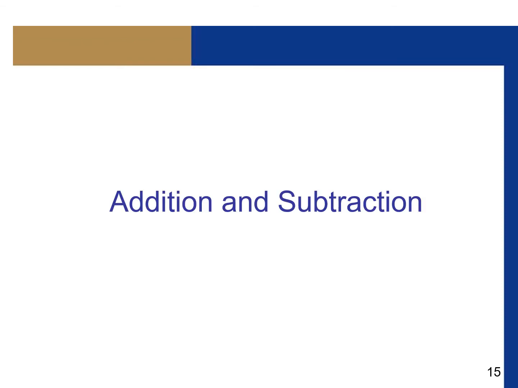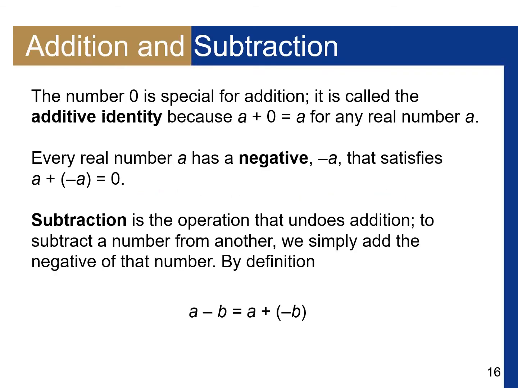Okay, let's look at addition and subtraction. Now we have a special number, which is 0. 0 is special because you can add 0 to anything and it does not change the identity of the number, so it's the additive identity. Every number also has its negative, so the opposite of whatever that number is, so negative a. So if you take that number and then you add its opposite, you will get 0. Finally, subtraction can be described as adding a negative.